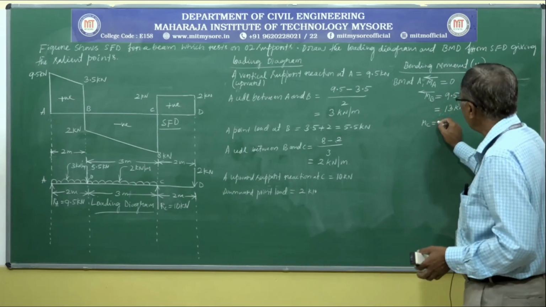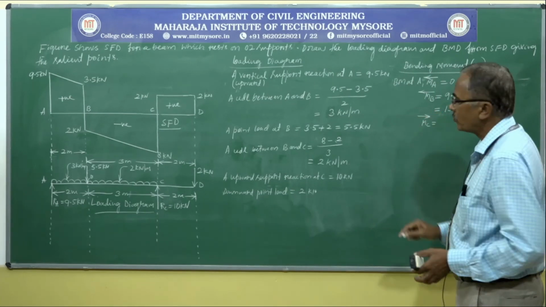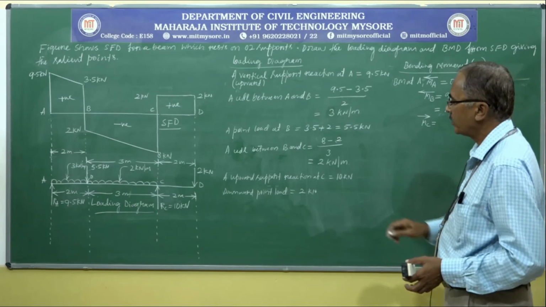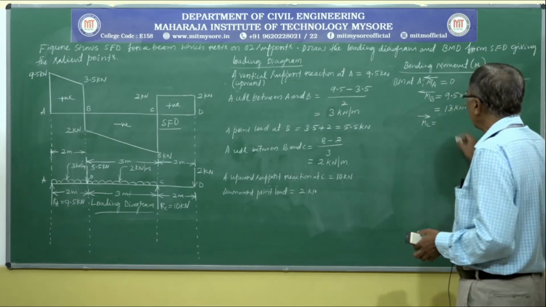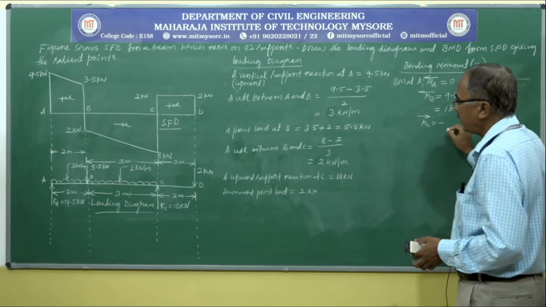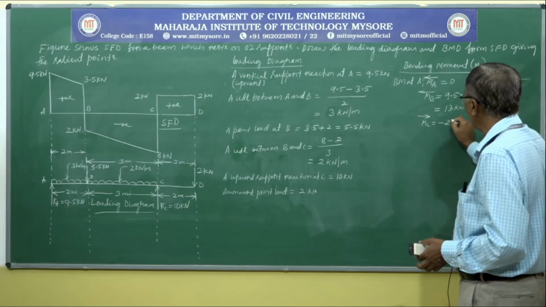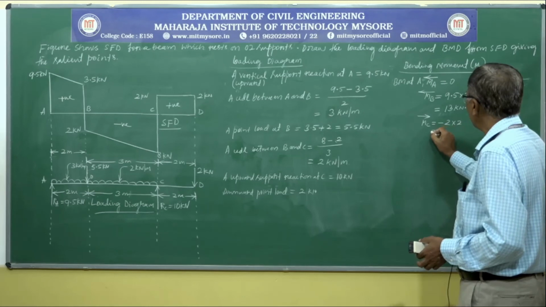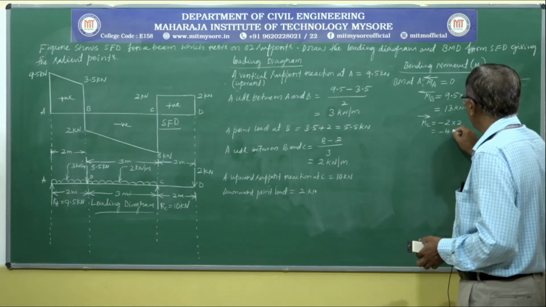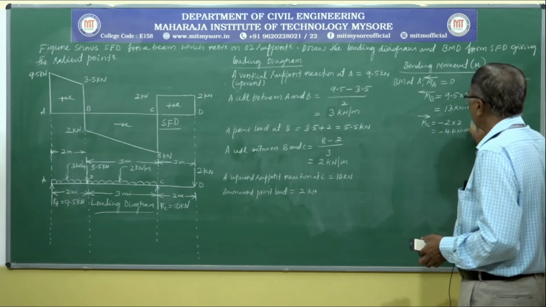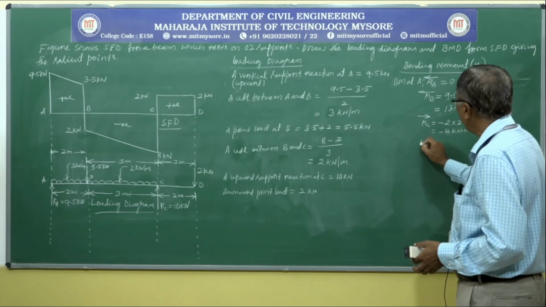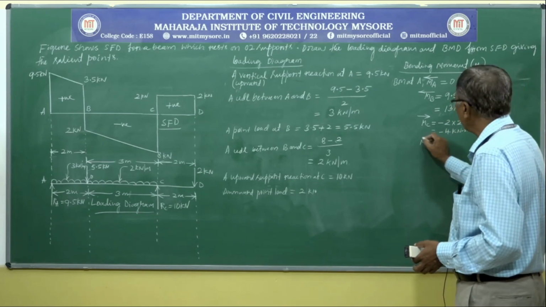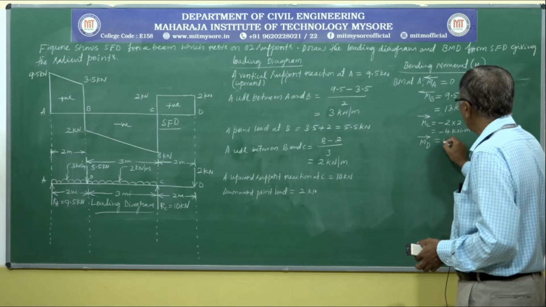So, MC again by considering forces to the right hand side, 2 kilonewton will create a clockwise moment, to the right side clockwise negative, minus 2 into 2, that is equal to minus 4 kilonewton meter. Lastly, bending moment at point D by considering the right hand side, 0.